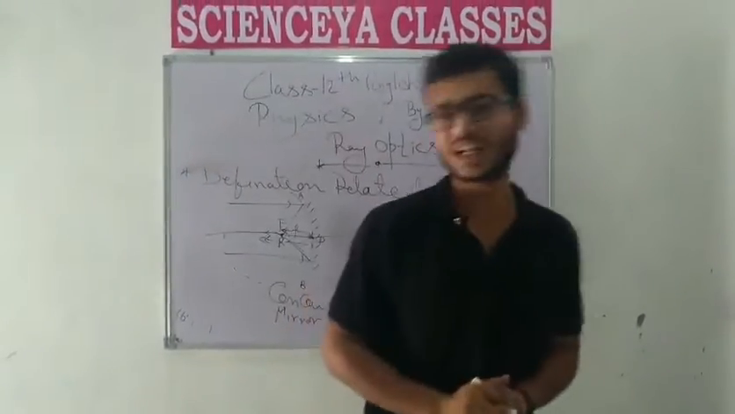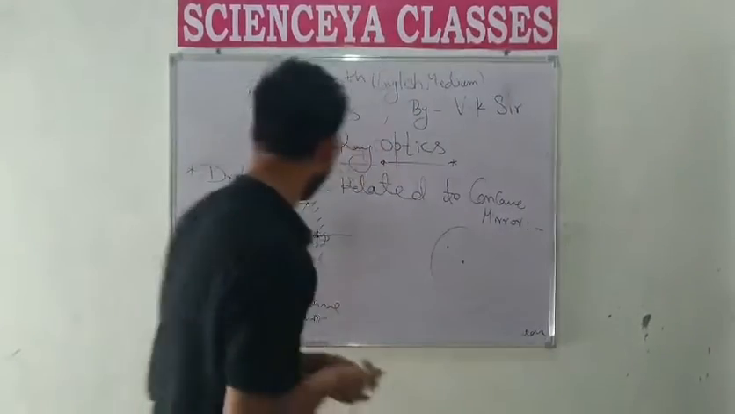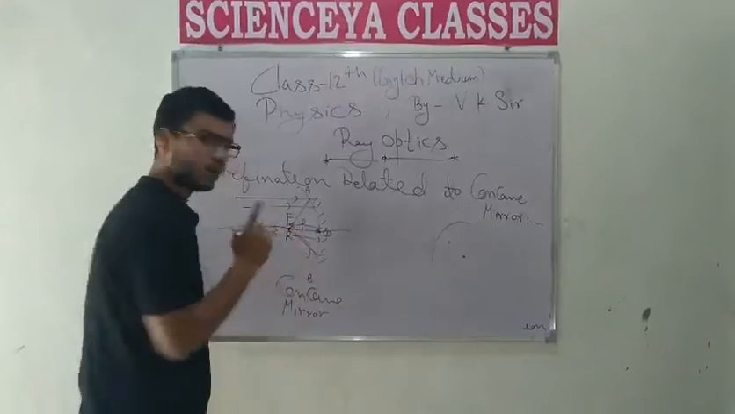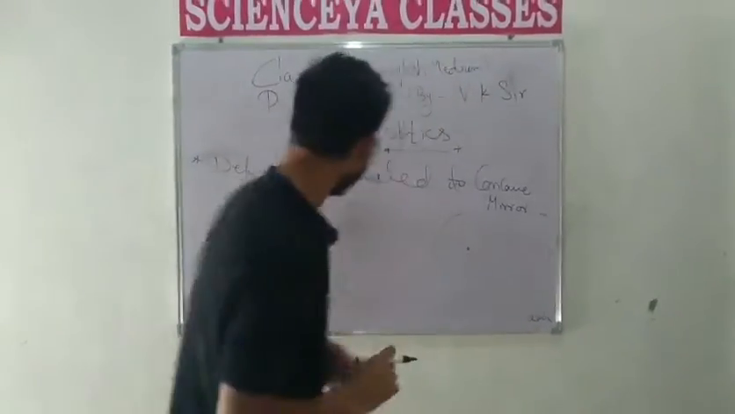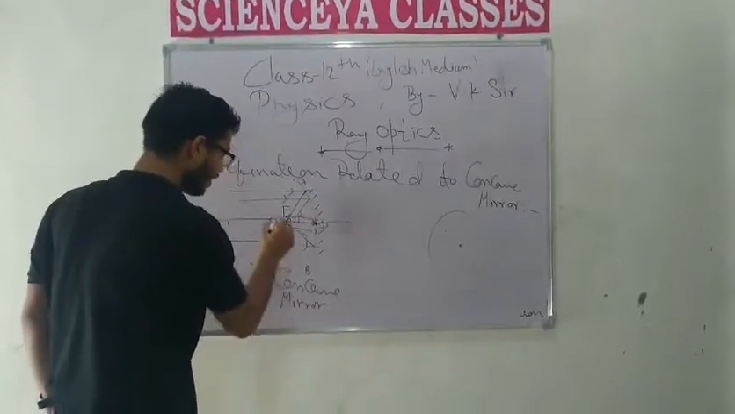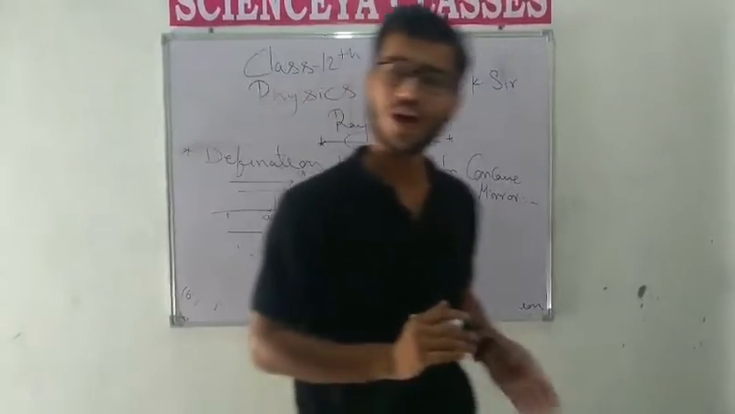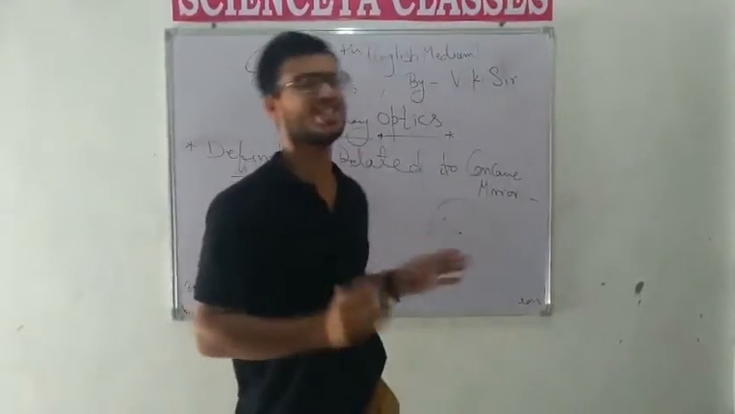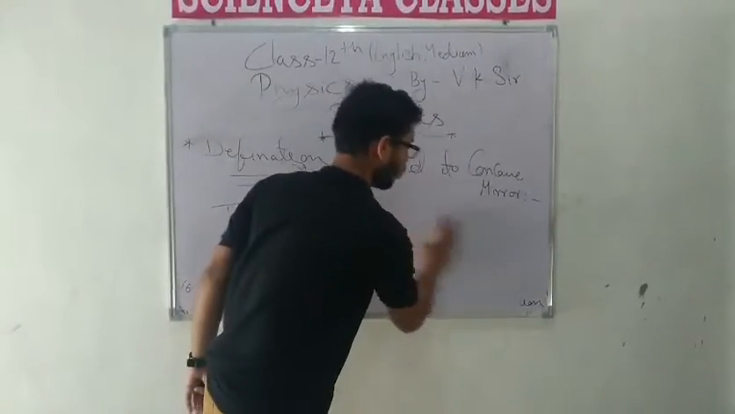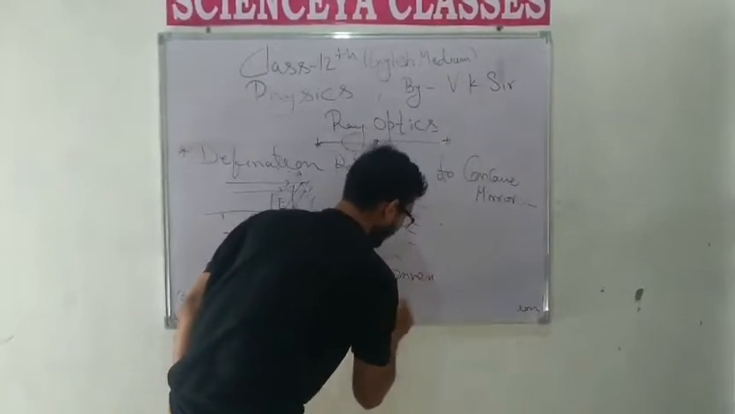The final definition that I discussed in the last class is the focal plane. The plane passing through the point where two lines parallel to the principal axis, after reflecting, meet is called the focal plane. These six definitions are similar for the convex mirror.